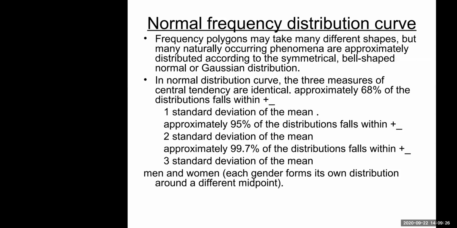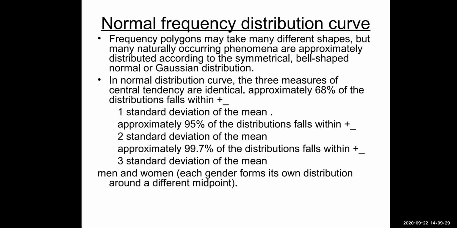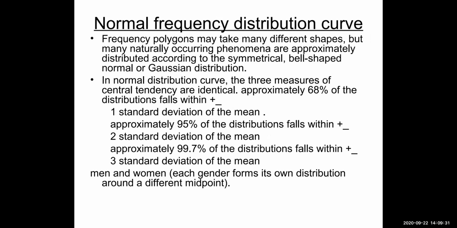When we talk about the normal frequency distribution curve, a frequency polygon may take many different shapes, but many naturally occurring phenomena are approximately distributed according to a symmetrical bell-shaped normal distribution. In the normal distribution curve, the three measures of central tendency are identical, and approximately 68% of the distribution falls within one standard deviation of the mean, approximately 95% within two, and so on.